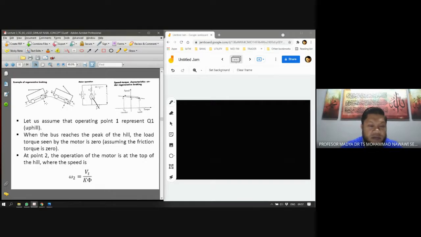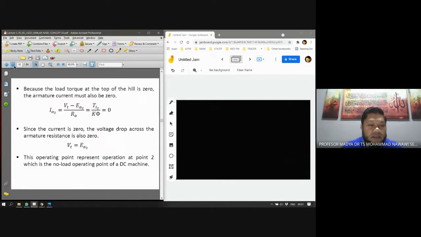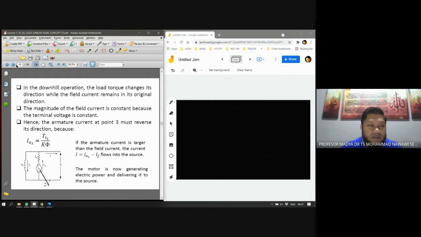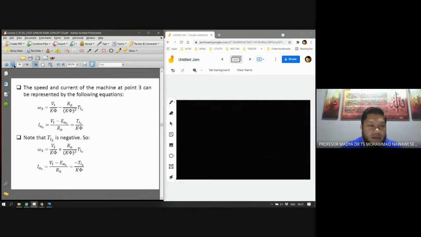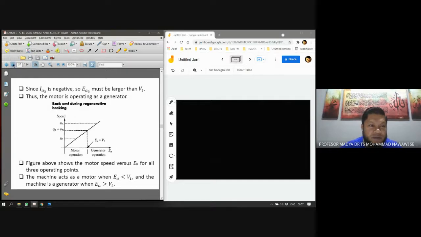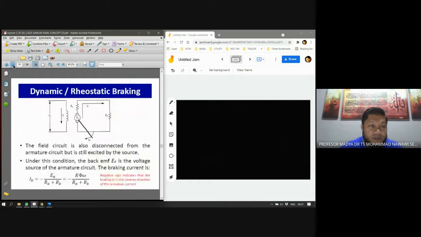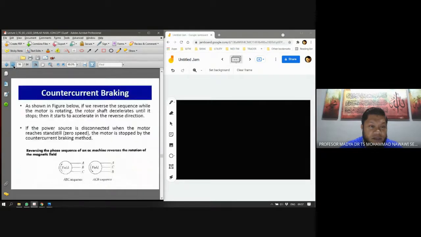Again, the same story. We have this uphill and downhill motion of the car and motor operation, and again the speed-torque characteristic. Next. How come it jumped to regenerative braking again?